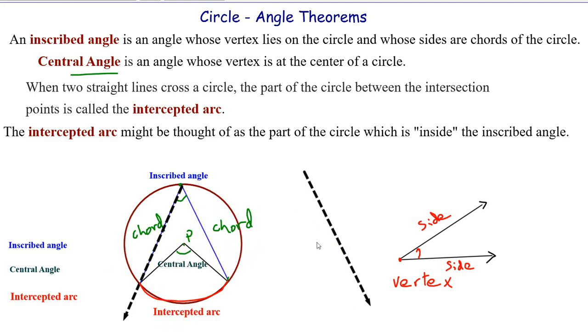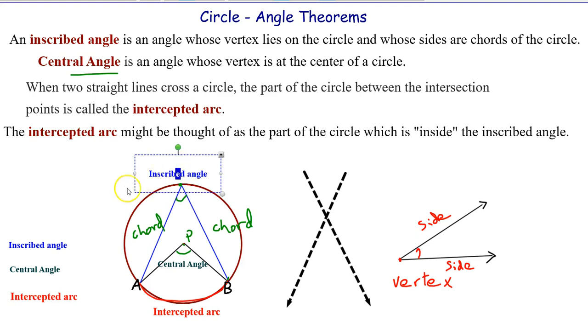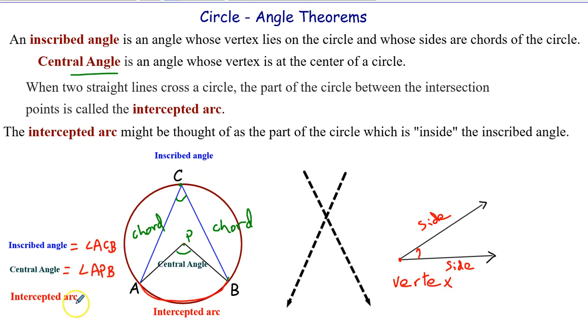Now let me show you by taking some letters. I'll call this point A. You have B, and over here let me call that point C. C is the vertex. A and B are the two other endpoints of the chords. So angle ACB is the inscribed angle. And the central angle is angle APB, and the intercepted arc is this arc AB.